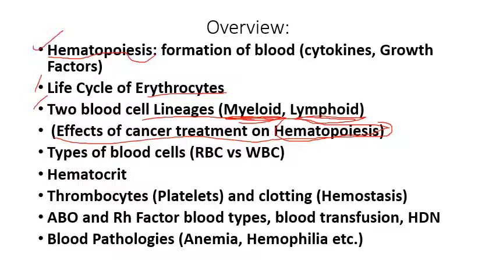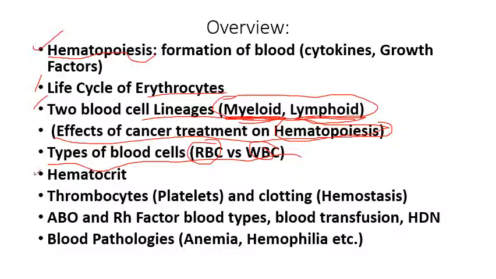Okay, then we'll talk about what different types of blood cells you can expect to find in the blood. Some of them are white blood cells, the leukocytes, and some of them are red blood cells, the erythrocytes, but there are several types. And of course, we will have already discussed what they are in the context of what lineage they belong to.